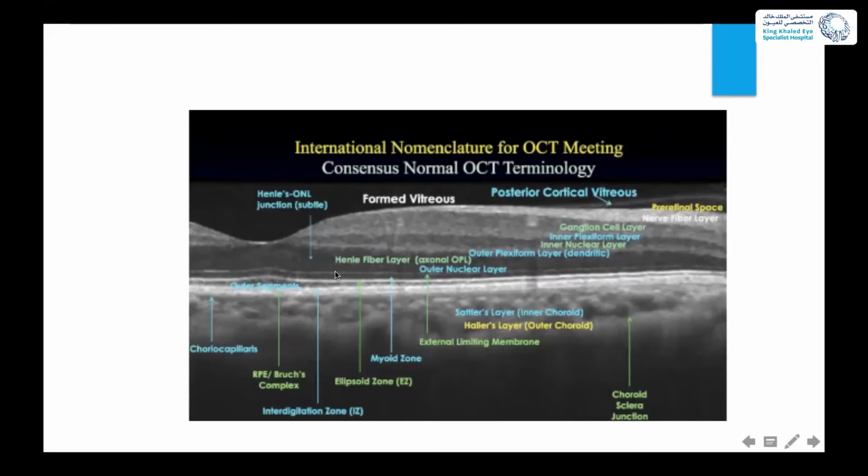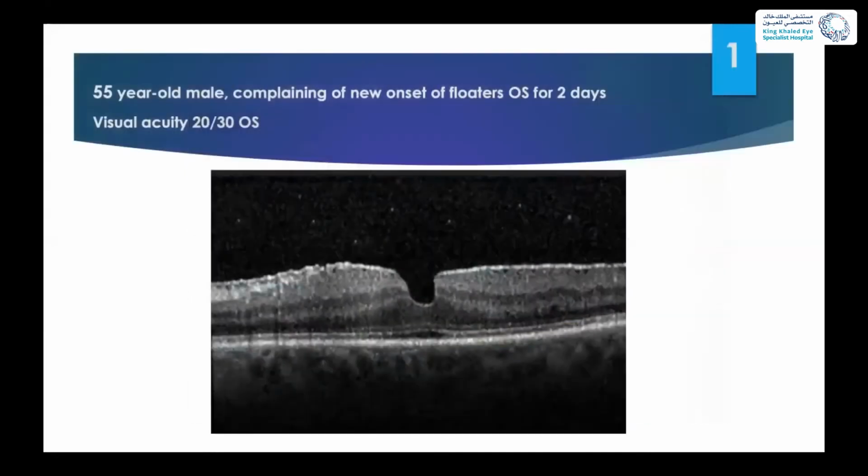And we can see there is a first hyperreflective line. This is the external limiting membrane. Then under it is the ellipsoid zone, which is the inner segment, outer segment junction. Then we have this most hyperreflective band, which is the RPE-Bruch's complex, and under it we have the choriocapillaris. This is just an introduction about the OCT. And now we will talk about the cases one by one.